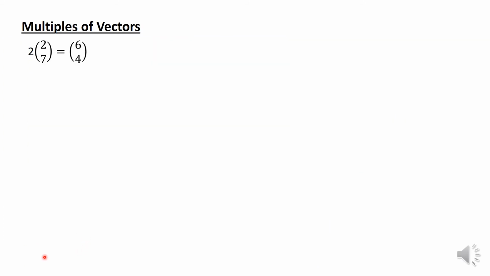Now, multiplication of vectors by what we refer to as a scalar quantity. If you compare that scalar quantity, you will realize that these two vectors will be parallel. Okay, so parallel vectors, they are increasing by the same scalar quantity.